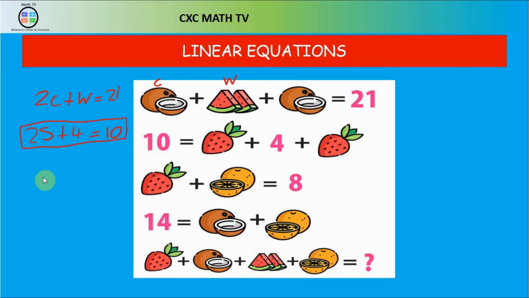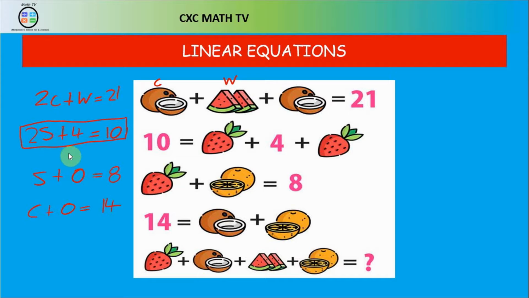And then we realize that strawberry plus the orange equal 8. And we realize that 14 is the coconut plus the orange. And then finally we need to find what happens when we buy one of each.